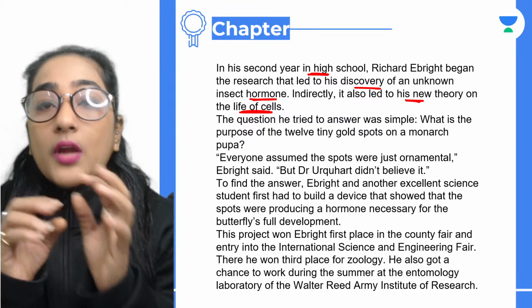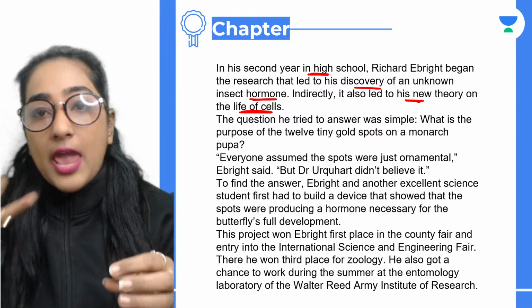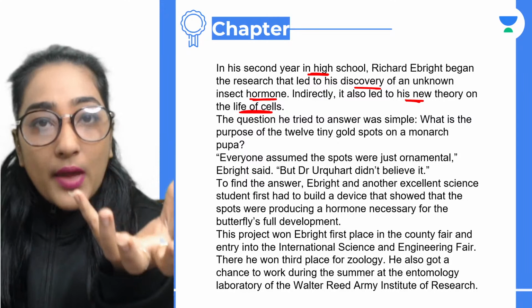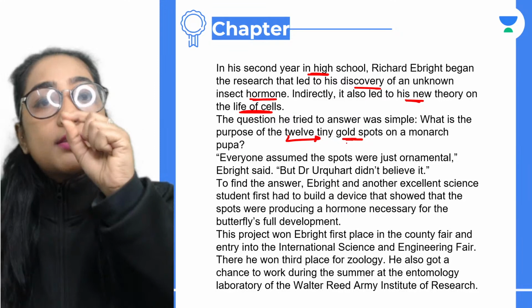So you know, when a monarch species a butterfly, all right, like monarch species, I'm talking about the monarch butterfly. So when out of the egg appears the caterpillar, and then when the caterpillar turns into a pupa, there are 12 tiny, meaning 12 small gold-colored spots on it. What is the reason for them?